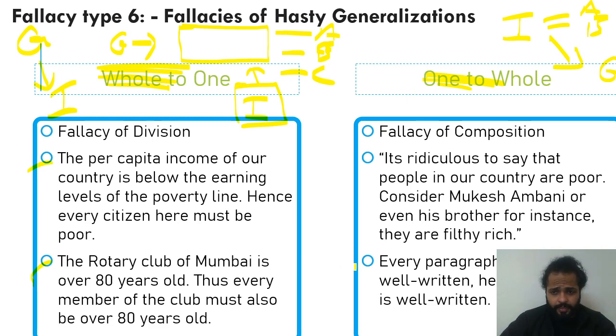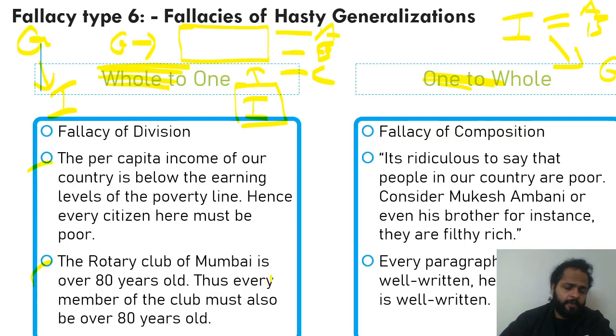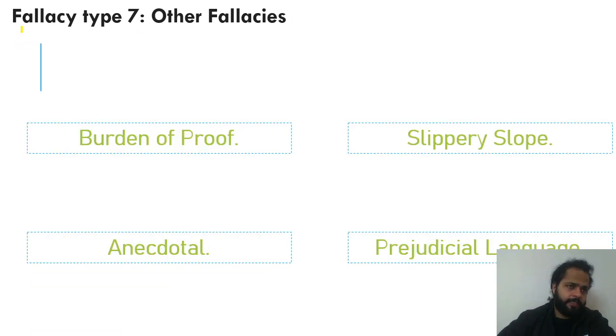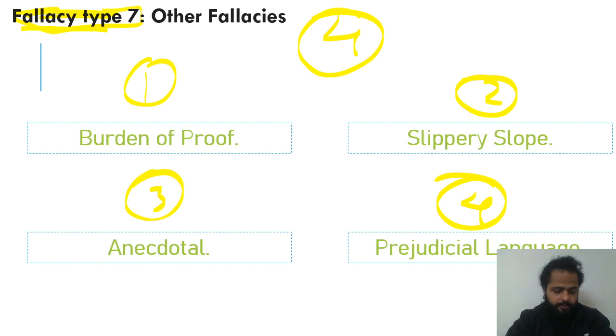So that's about the fallacies of type 6. The last type of fallacies, guys, that we'll be talking about is the seventh category of fallacies. In the seventh category, I've placed 4 fallacies together. This is your first one, second one, third one, and the fourth one. The reason is that we cannot just be spending time only on fallacies. It's useful to discuss these logical fallacies to get you oriented towards critical reasoning, but we need to start solving some questions, etc.